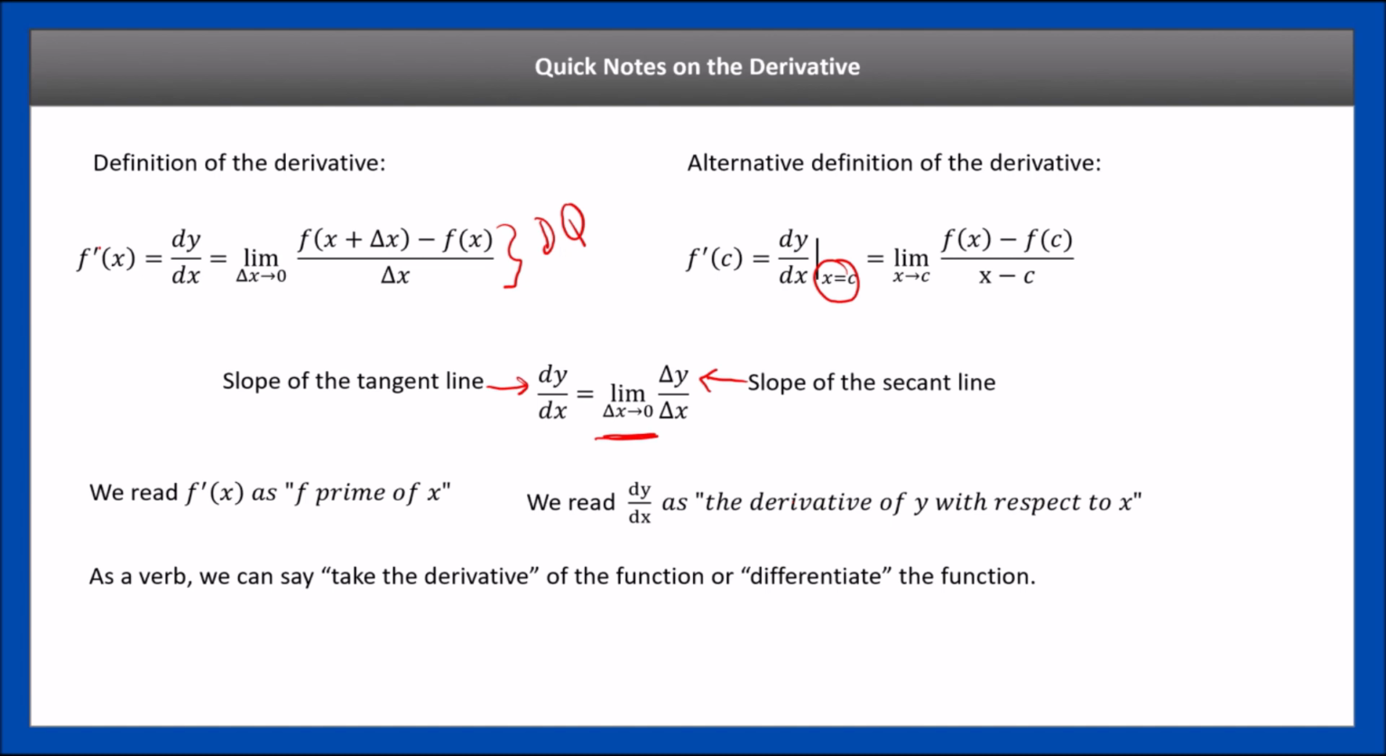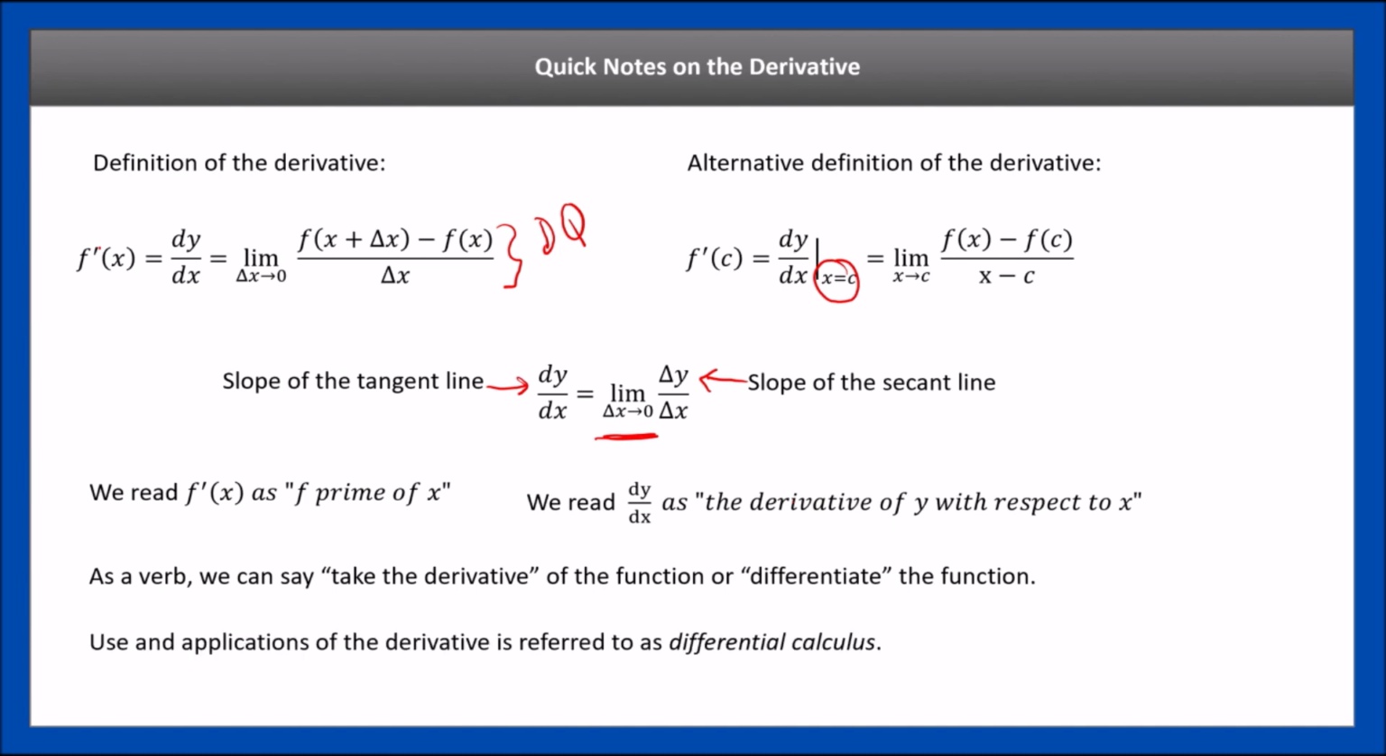And as a verb, when we say take the derivative of something, you could say take the derivative of the function, or you could say differentiate the function, right? Both of those mean the same thing, okay? Differentiation is the operation in which we take the derivative.